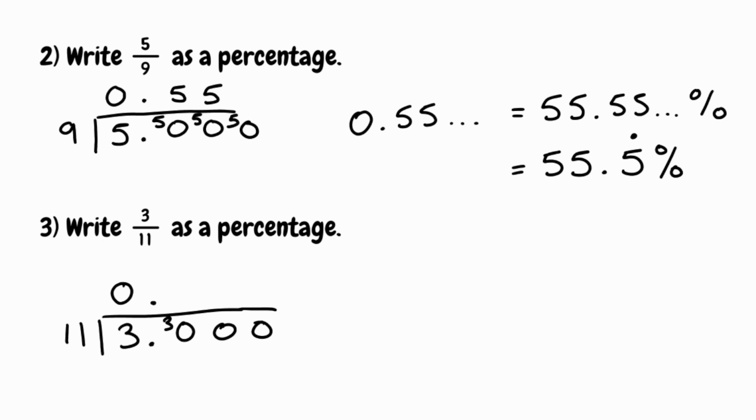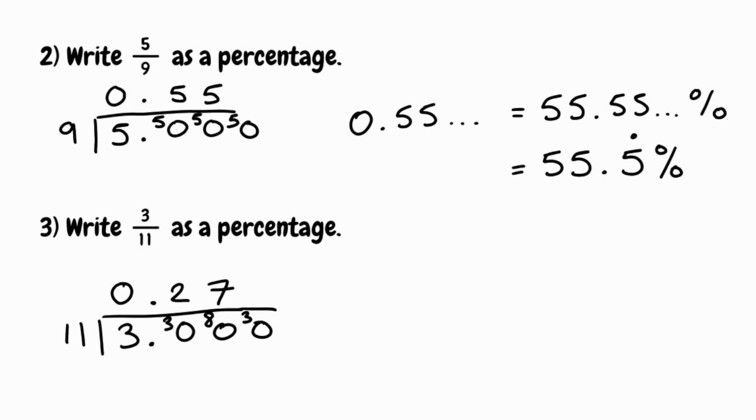We then want to see how many times 11 fits into 30. Well, that'll fit twice, because 11 times 2 is 22, leaving us with the remainder of 8. So we carry that 8 over to the next digit. We then want to see how many times 11 fits into 80. Well, that'll fit 7 times, because 11 times 7 is 77. That's going to leave us with the remainder of 3. So again, we can see a pattern here. We're going to have a recurring decimal because we've carried over a 3 again.